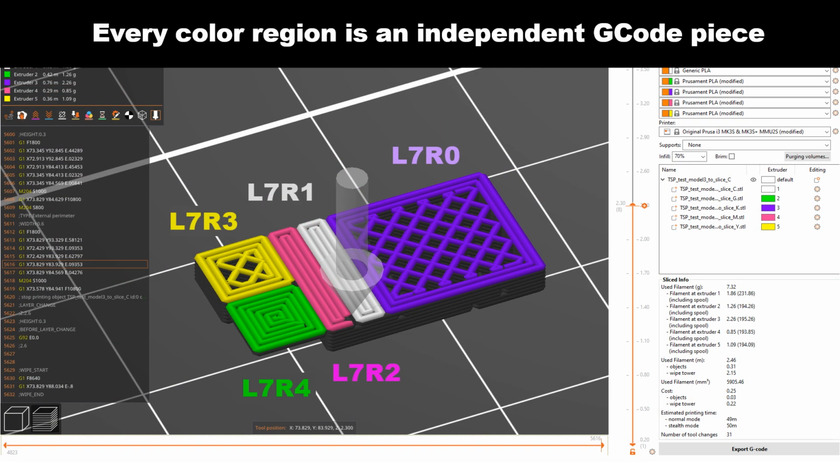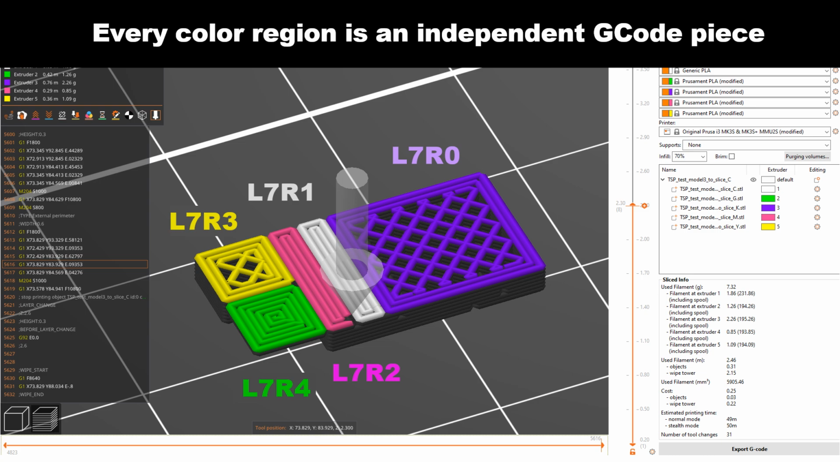If we look closely at a layer slice of a multi-material model, in Prusa Slicer, for instance, we can notice that each color region is an independent G-code segment, or patch. This brings us to a fundamental question: can we reduce these tool changes by moving away from the traditional layer-wise concept towards independent interlayer fabrication of color regions?